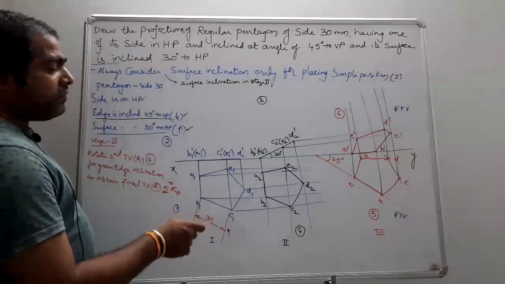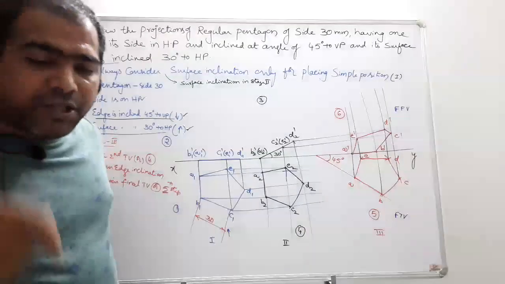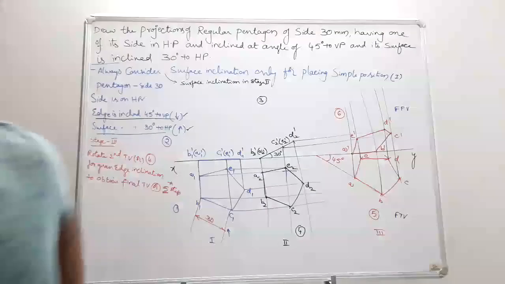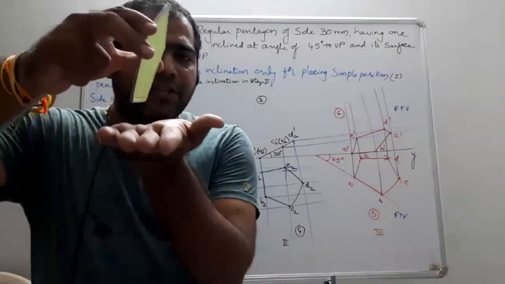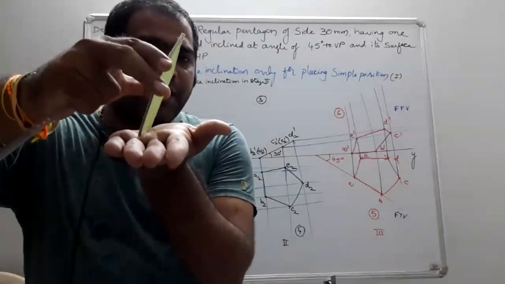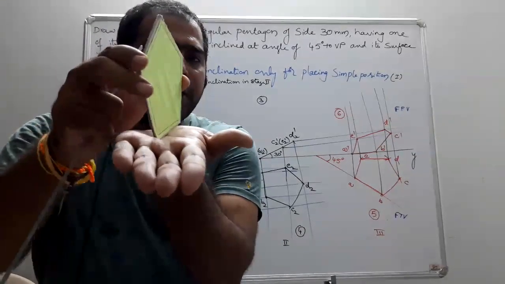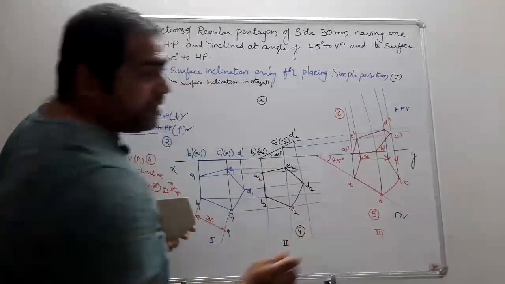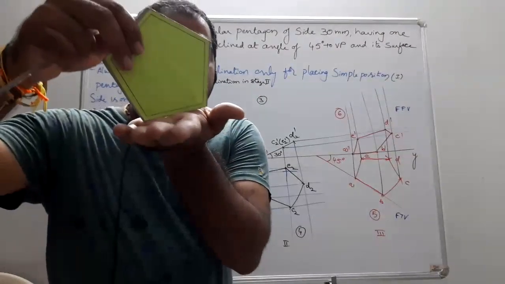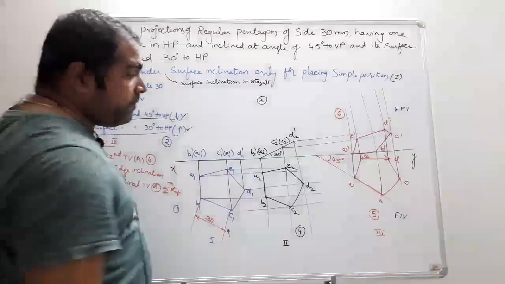I know that one of the edges is resting on HP and inclined 45 degrees to VP. That means the side which is resting on HP. Let us see, this was the side which is resting on HP like this. If it is making an edge on HP, 30 degrees inclined to HP, the edge which is resting on HP is making an angle of 45 degrees to VP. So that means the edge is rotating by 45 degrees. So I draw my line of 45 degrees, and I place my edge AB on this 45 degrees line, and reconstruct the figure.